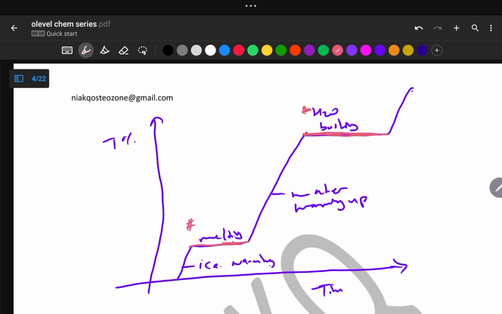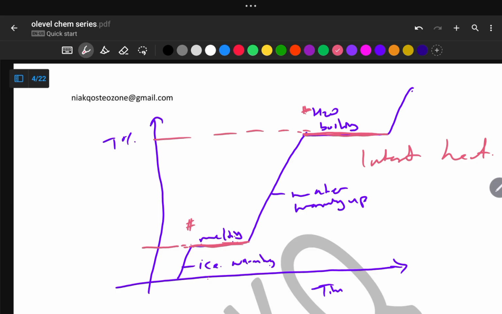The graphs, right? So you need to highlight that this region is when the graph is parallel to the horizontal axis. Why? Because we're going to explain this more when we do the latent heat of fusion and the latent heat of vaporization. This temperature is constant, and this one is also constant.